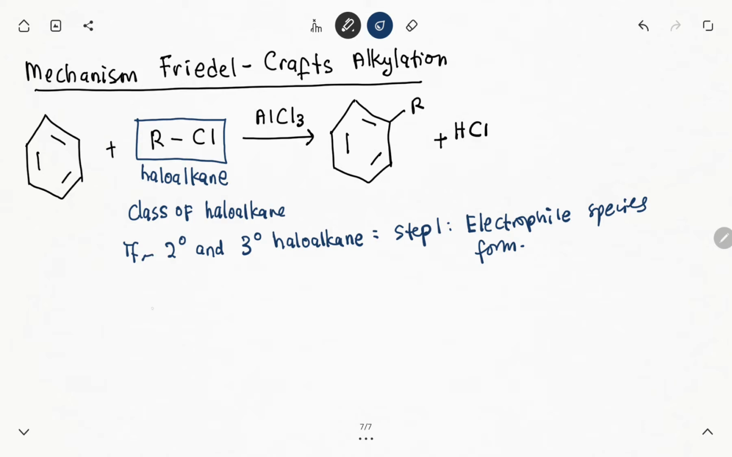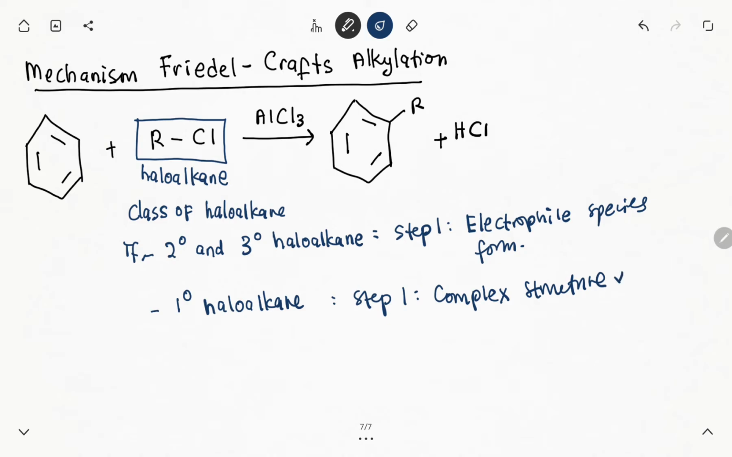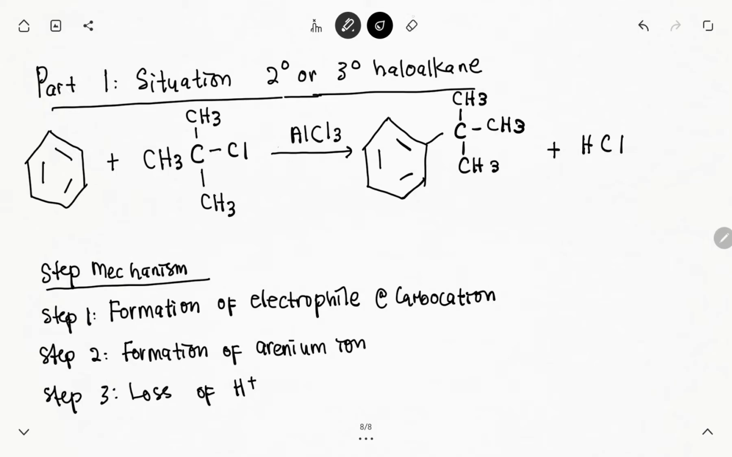While if this is a primary haloalkane, step number 1 must form a complex structure. Why? Because if the electrophile forms from a primary haloalkane, it is unstable. So we must form the complex structure to refer to the stability of the structure. Okay, so we focus on part 1 first.